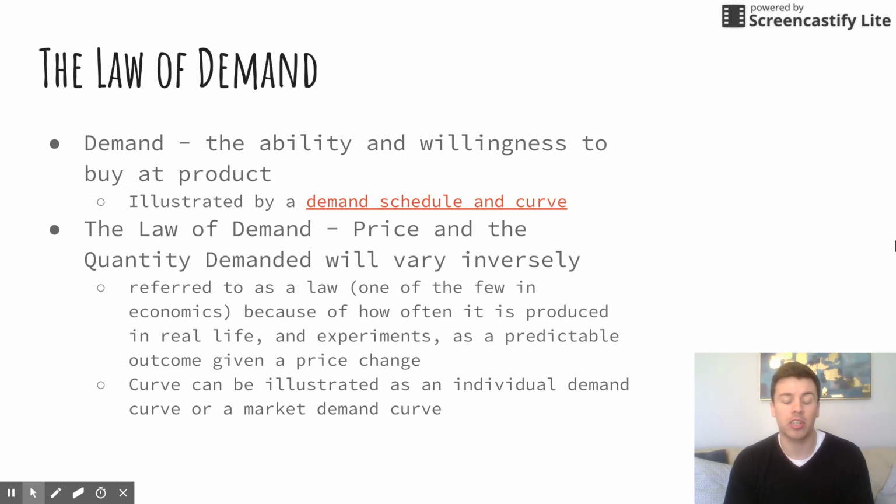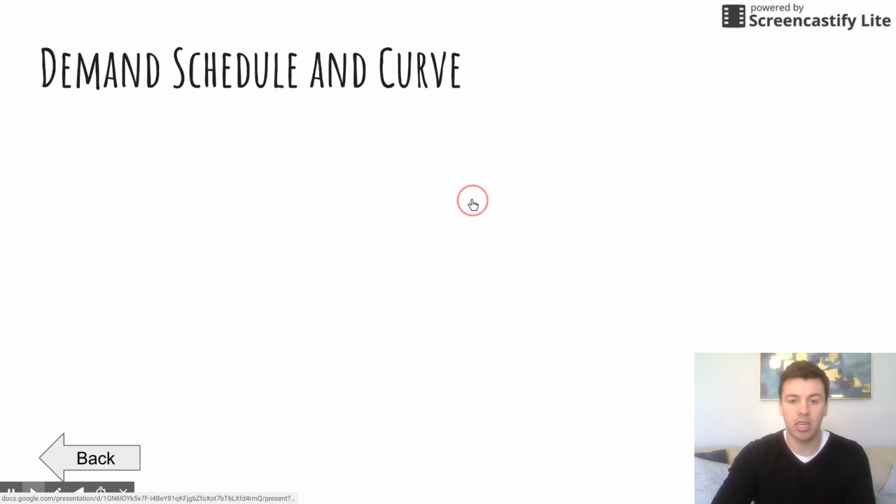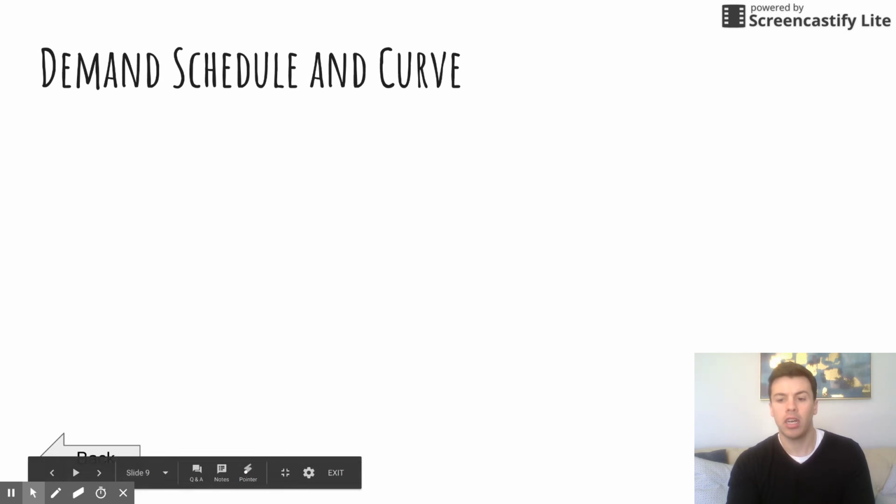Also, I want to make sure on the curves, we can illustrate these either as individual demand curves or we can focus it on an entire market. They're going to look exactly the same, whether we're analyzing one person's decision-making process at different prices or we're looking at an entire economy. It's going to look exactly the same on our graph, just bigger numbers with a market. All right, so let's take a look at the schedule and graph here to start.